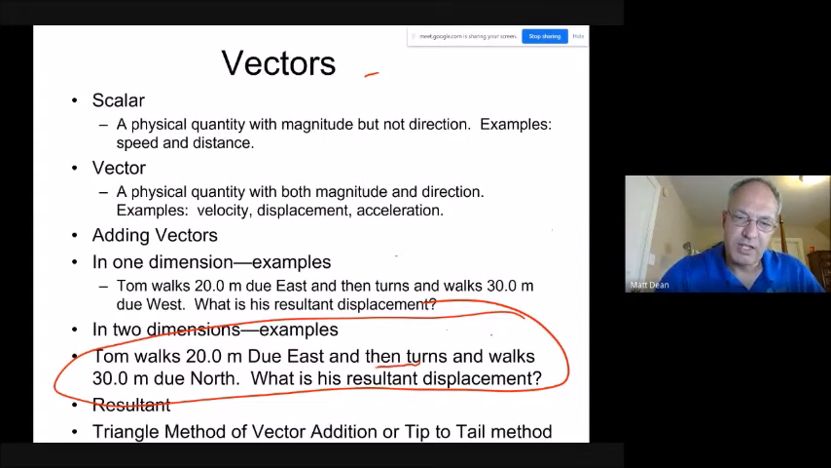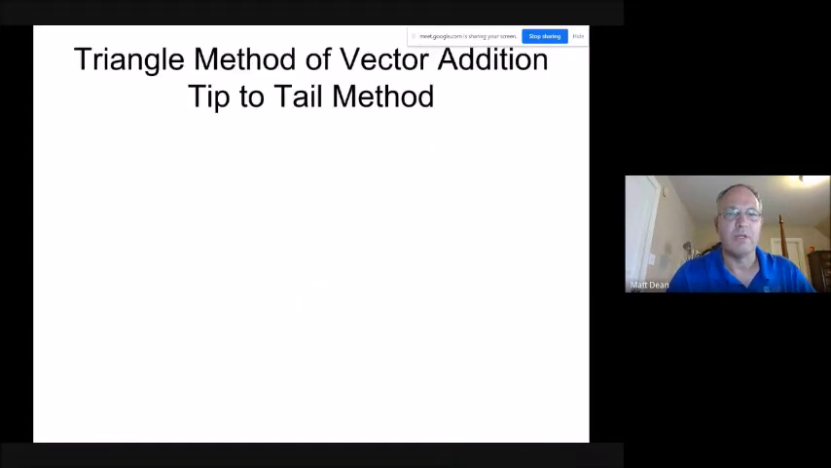That word resultant simply means the sum. So you're going to add them together. But since they're in different dimensions, you just can't say 20 plus 30. Okay? You've got to do what's called vector addition. And I'm going to recommend to you what I call the tip to tail method of vector addition. And we're going to go to the next slide and work this problem out.